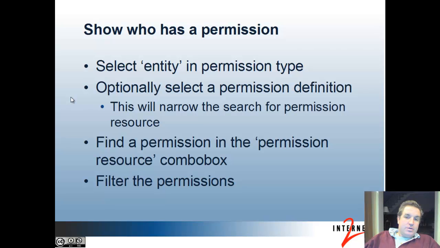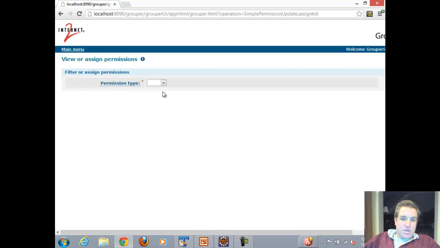You can also filter by a permission and see who has that permission. So again, select entity in the permission type, and optionally you can select a permission definition if you want to narrow the combo box search for permission resources. Then you find the permission in the permission resource combo box and filter them. So I'm at the screen again.